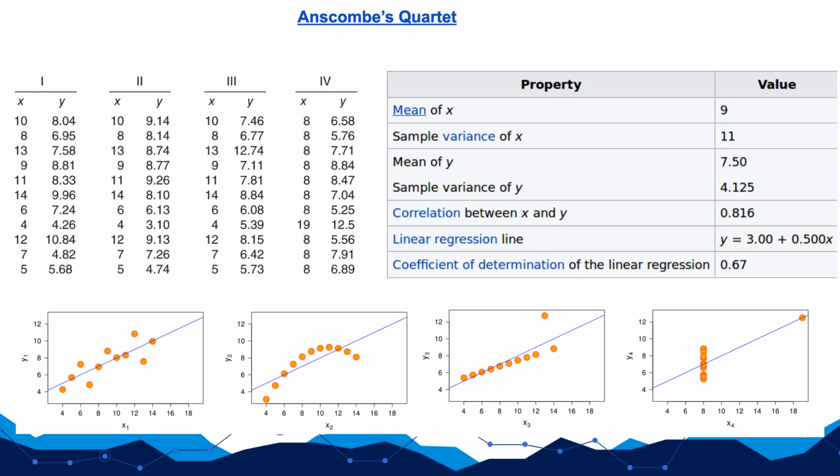However, the moment you plot them, you see that each one of those 4 series looks completely different. So this is something that if you just check the numbers, it's very hard to figure out. But the moment you visualize it, it's obvious that they are different.